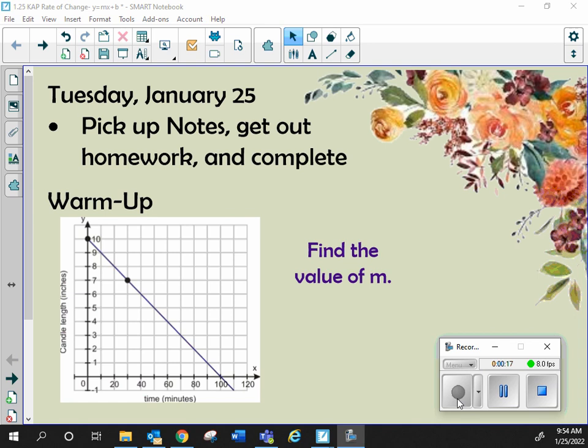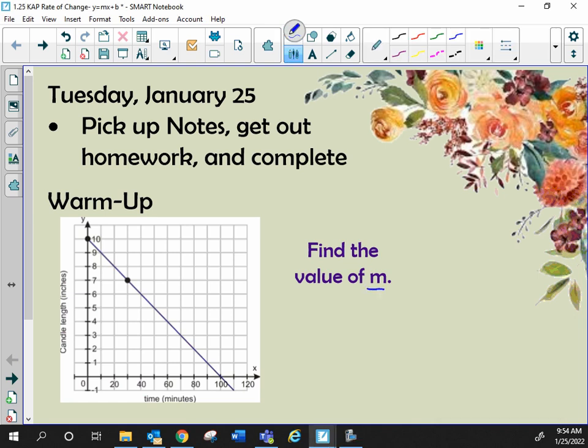All right, before we find the value of n, let's just remind ourselves of what n means. What were some things we said n was? Your rate of change. It is my rate of change. It is my slope. Multiplier. It is whatever I'm multiplying by, my multiplier.